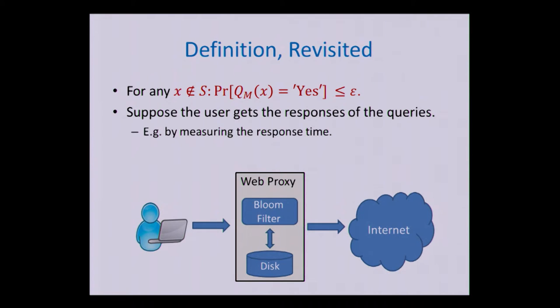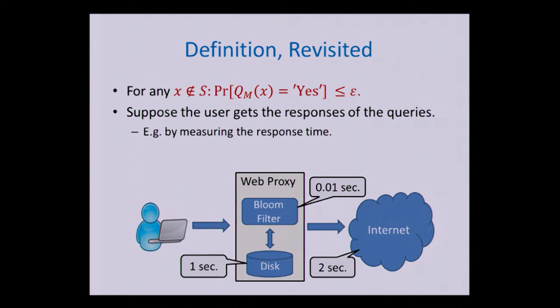This could happen in many cases. For example, here, let's say he measures the response time from the server. If he measures the response time, he could know if the Bloom filter said yes or no, and whether it went to the disk or went straight to the internet. This is just one example.